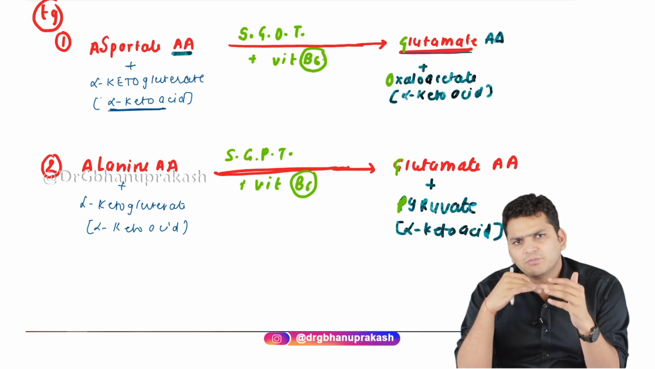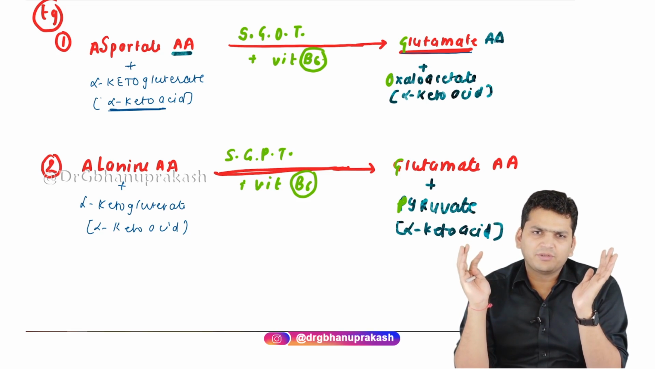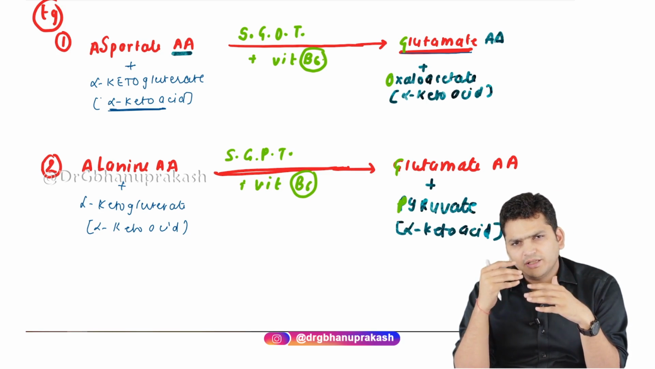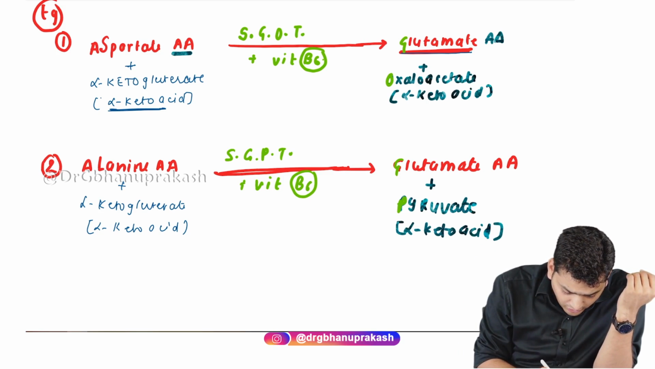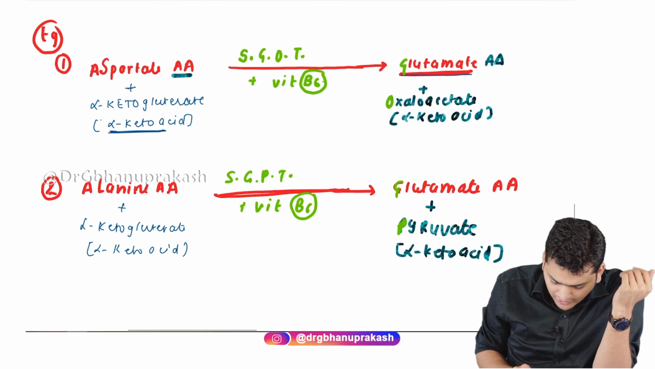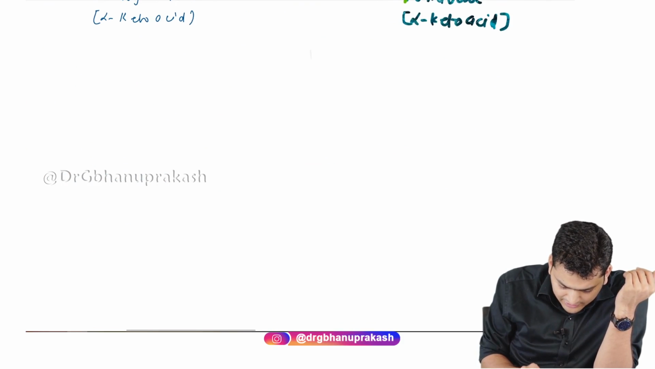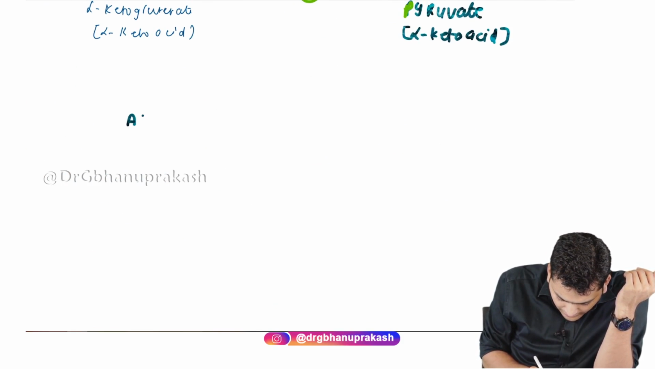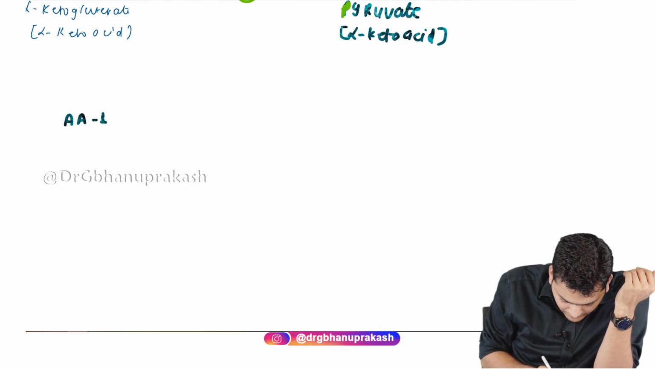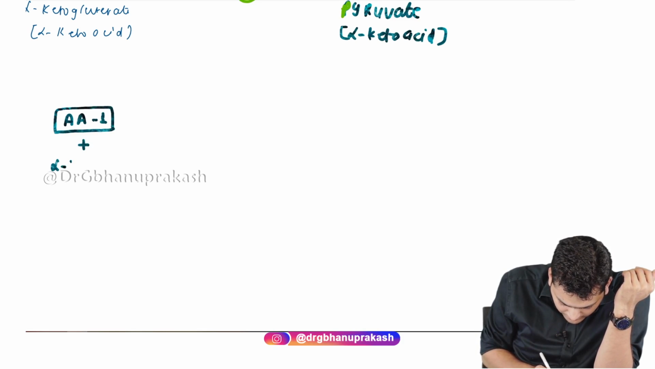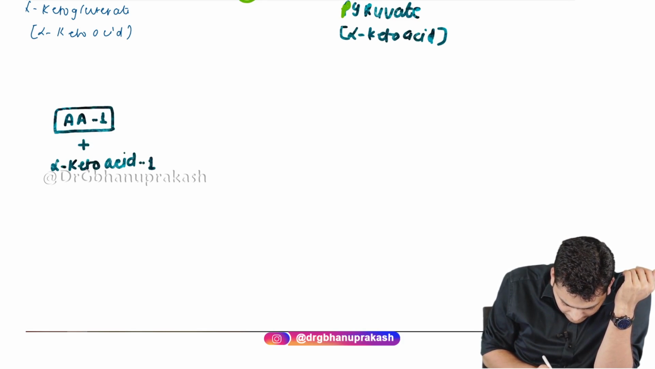If you ask me which is the most important reaction in amino acid metabolism, it is the transamination reaction. We'll see there are so many clinical correlations. So what we did in the transamination is, we had one particular type of amino acid. So I am writing, say for example, amino acid number 1. What we did is, we will use the alpha keto acid number 1. We'll take one alpha keto acid.